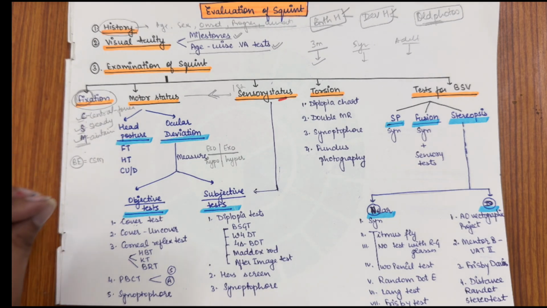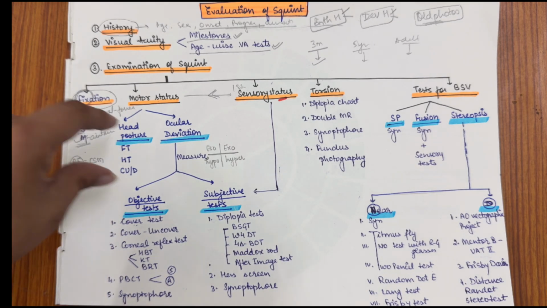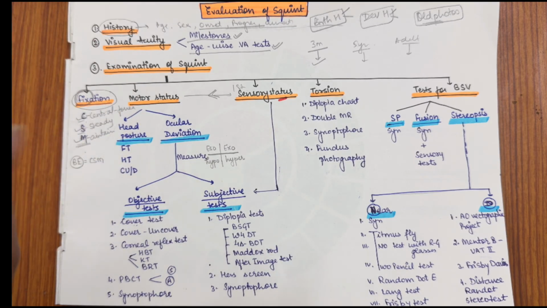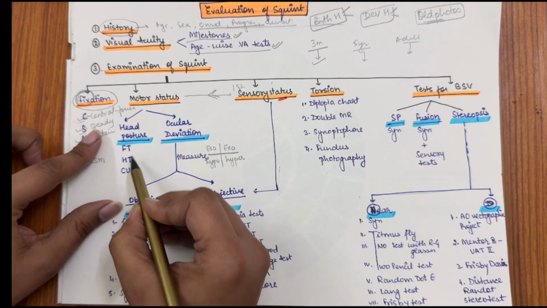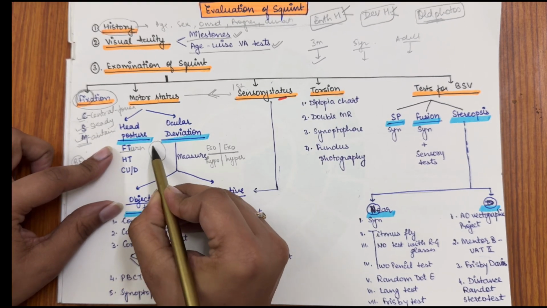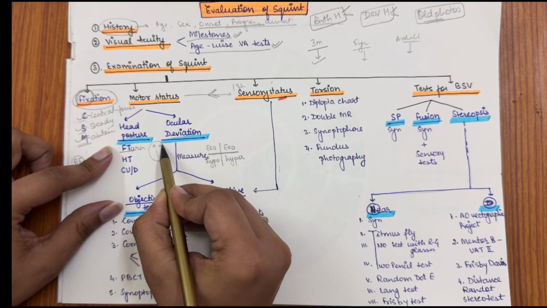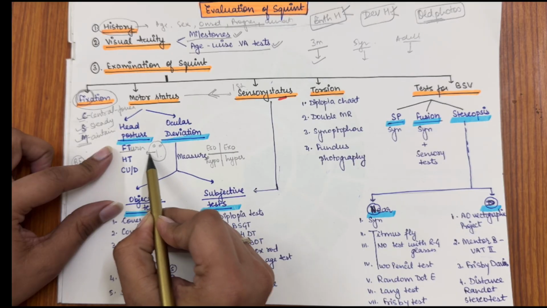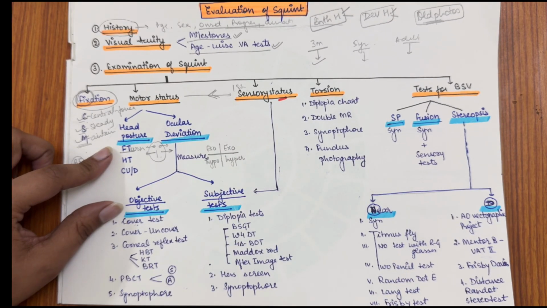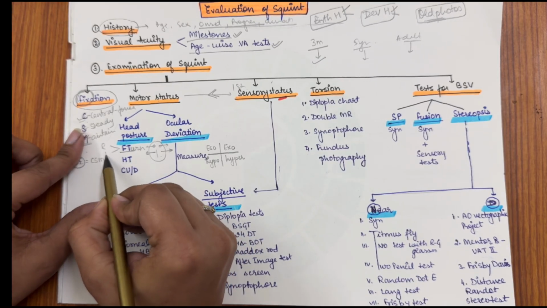So what things come under motor status? You look for head posture, right? Now there are three types of posture. First, face turn. If this is a face, face turn means it turns either to this side or to this side. When does this happen? When there are horizontal palsies. So it goes either to the right or left.